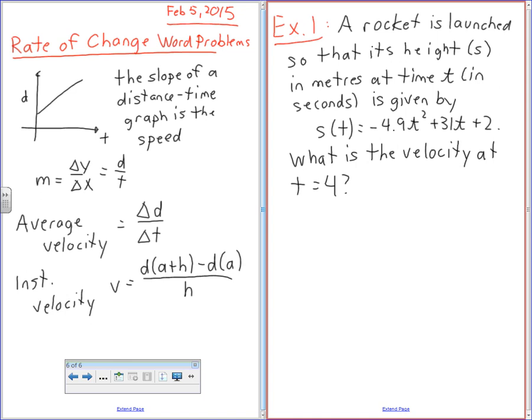It says here a rocket is launched so that its height in meters at time t in seconds is given by S of t. That's a function. It's equal to negative 4.9 t squared plus 31t plus 2. What is the velocity at t equals 4? In order to do this, we just find the instantaneous rate of change at t equals 4.